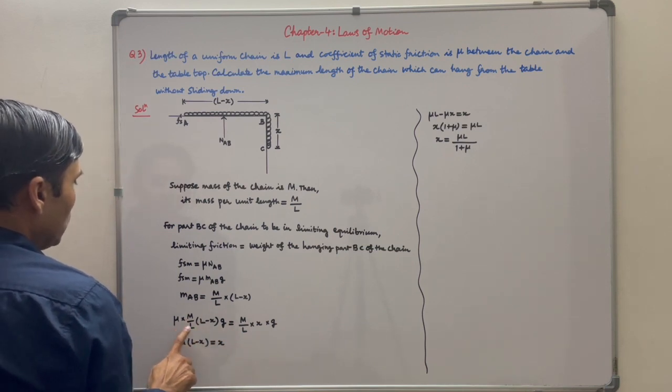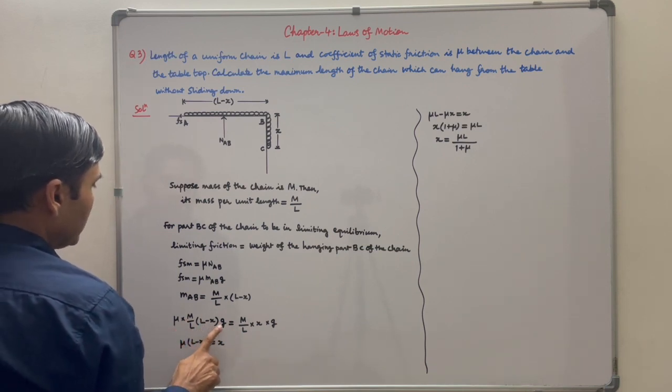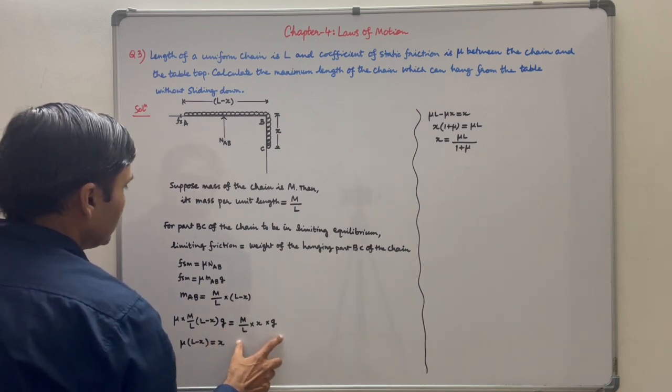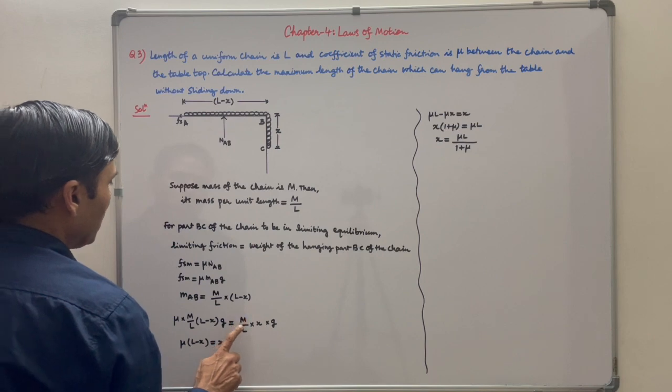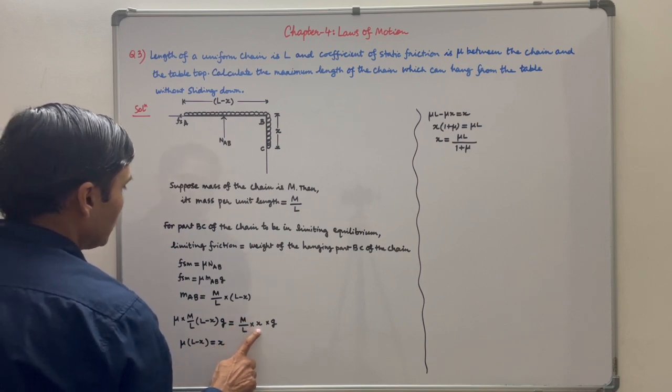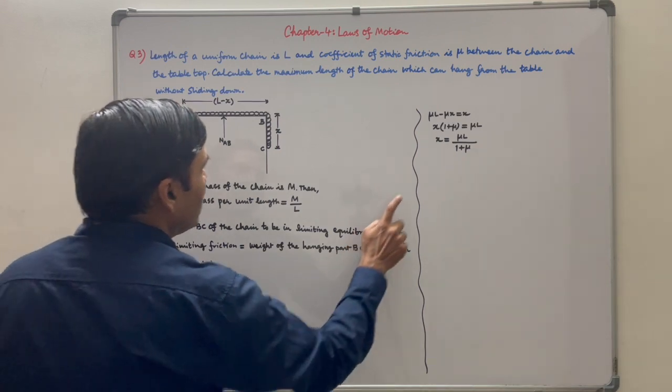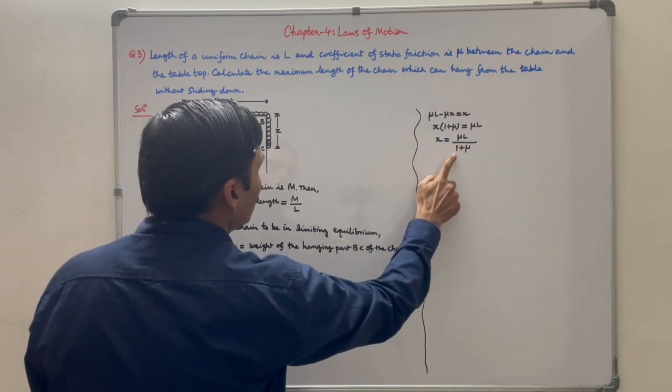So mu into m by L into L minus x into g will be equal to weight of the hanging part of the chain, and that will be equal to mass per unit length into length of the hanging part into g. So x comes out to be equal to mu L upon 1 plus mu.